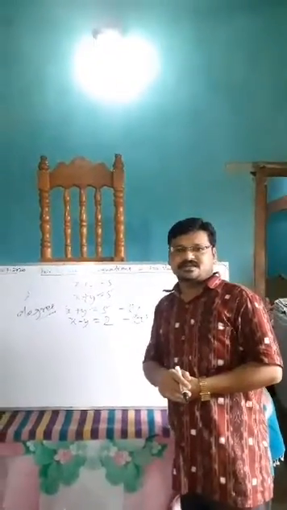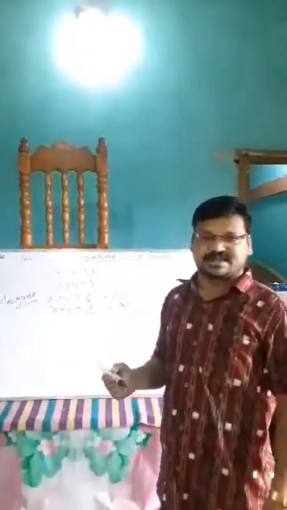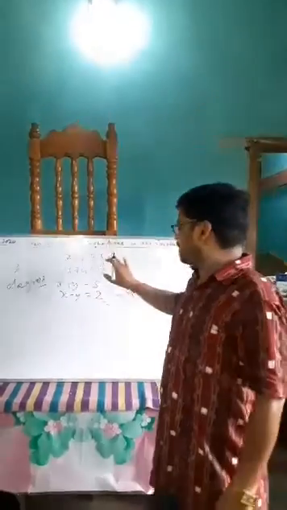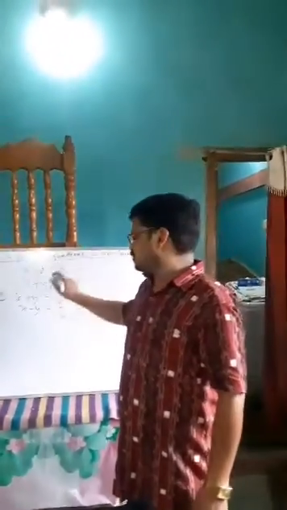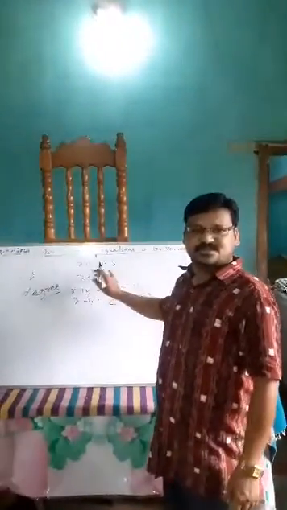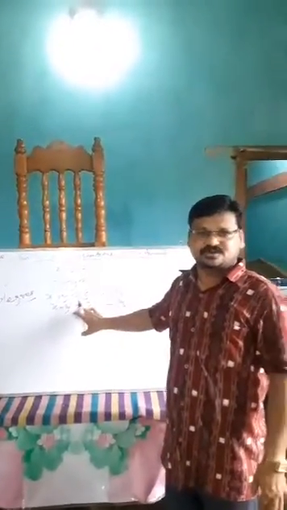Already we know that a linear equation forms a straight line, whether it is in one variable or two variables. So two linear equations form two straight lines. Suppose here x plus y equal to 5.